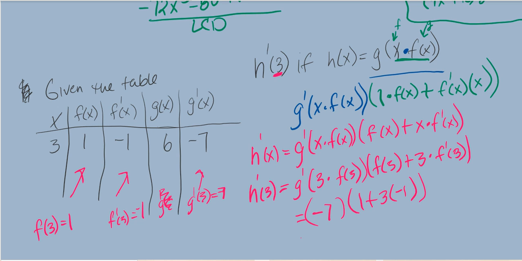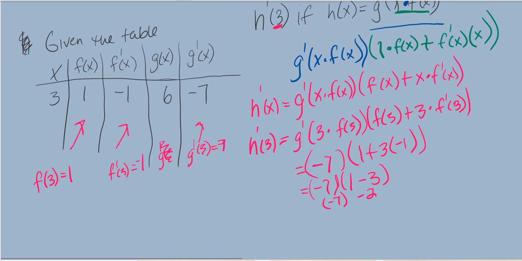So -7 times, well, this should be a 1 minus 3, which would give us a -2, right? And -2 times -7 will give us a +14.